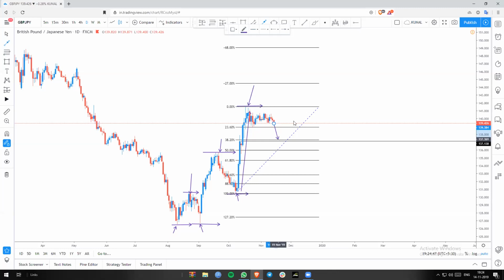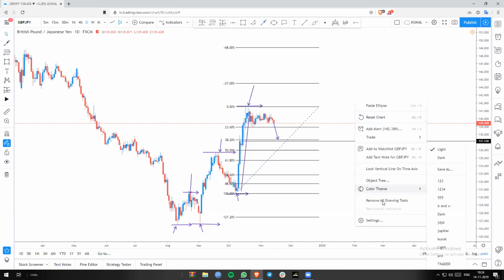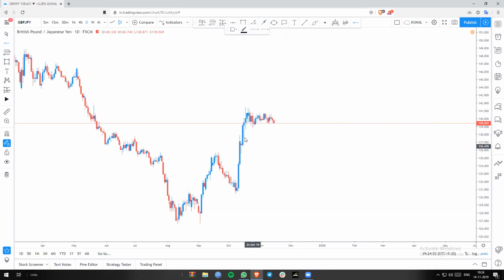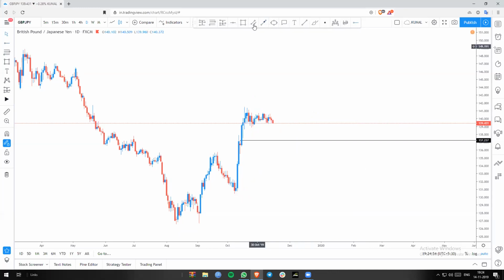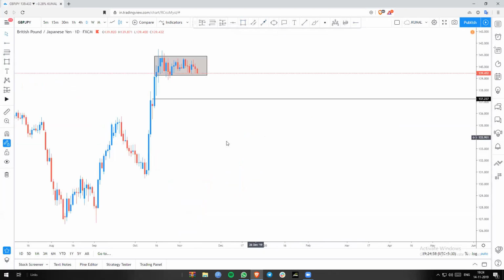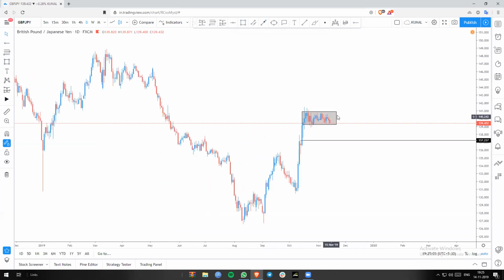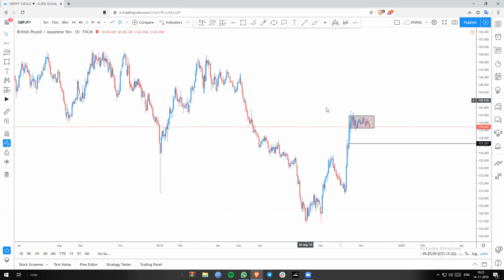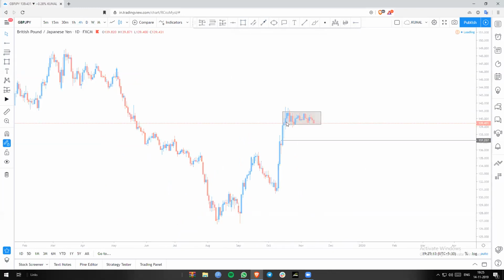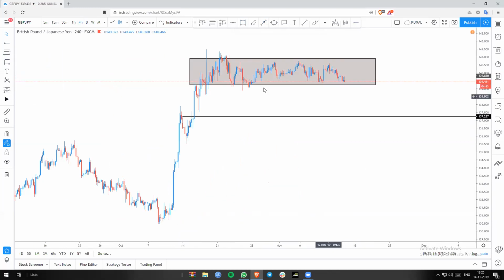This is what I expect on GJ. So in simple language, this is the range over there. I'm expecting it to come down. But my idea will be invalidated if it breaks to the upside before it breaks to the downside. So that's what I expect on GJ. So that's it on GJ for a while, and let's see how it behaves.